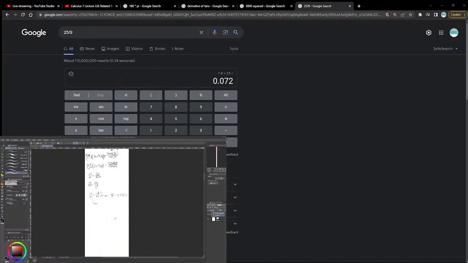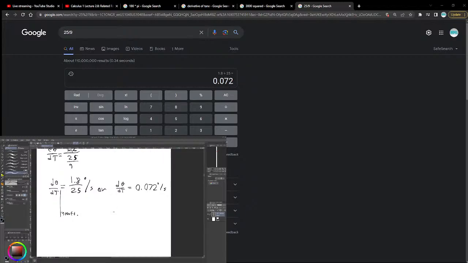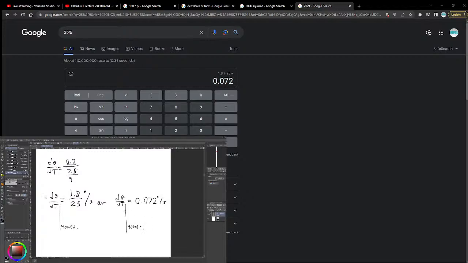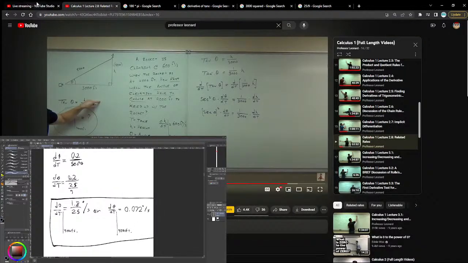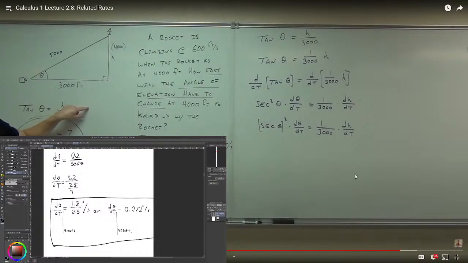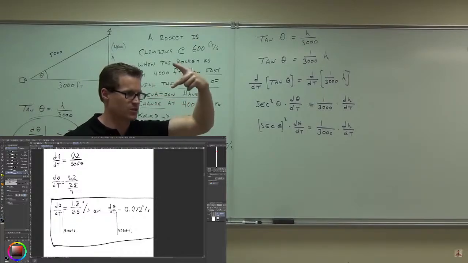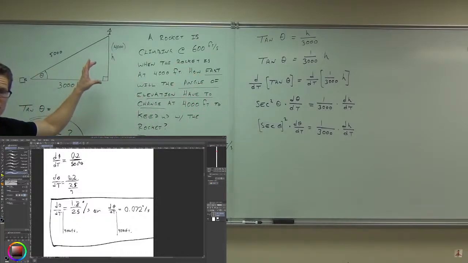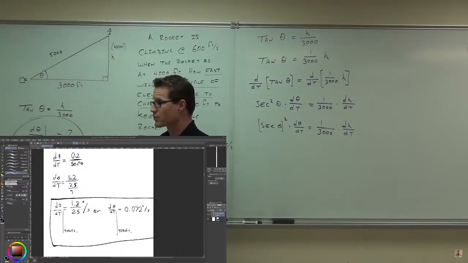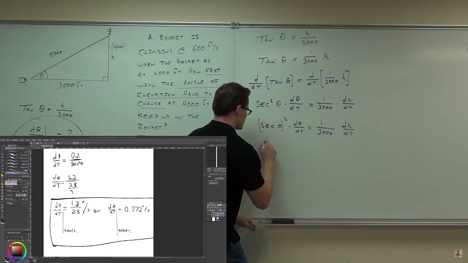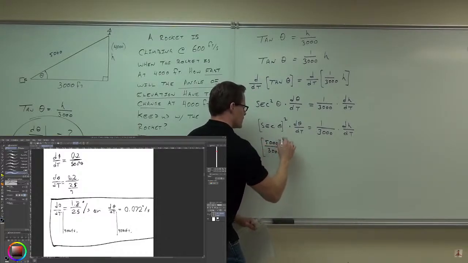This is in seconds, right? Yeah. .072 degrees per second at 4,000 feet. 3,000. Does that make sense to you? 1 over cosine, right? So secant would be the reciprocated fraction. Instead of 3,000 over 5,000, secant theta will be 5,000 over 3,000, or 5 over 3. Don't forget that you're squaring it.